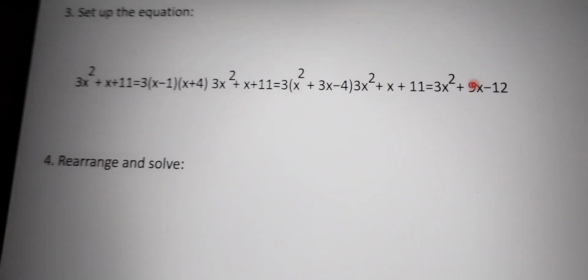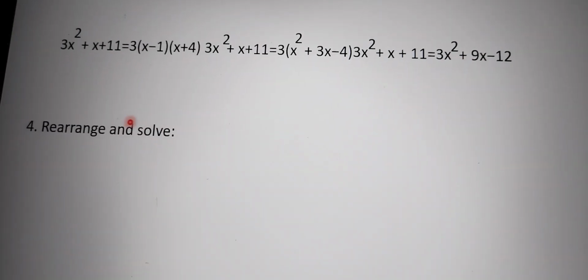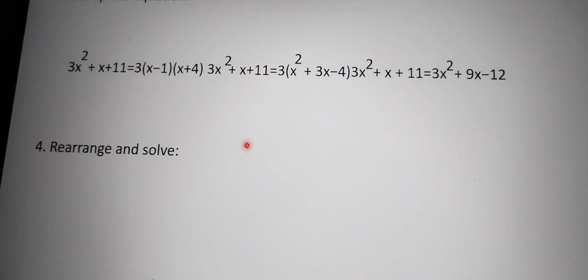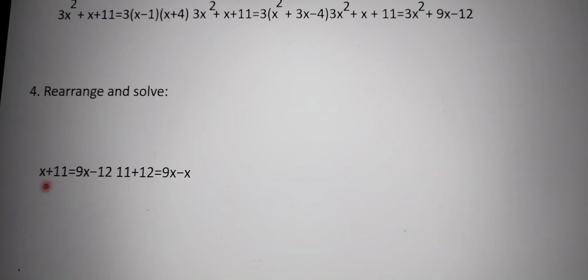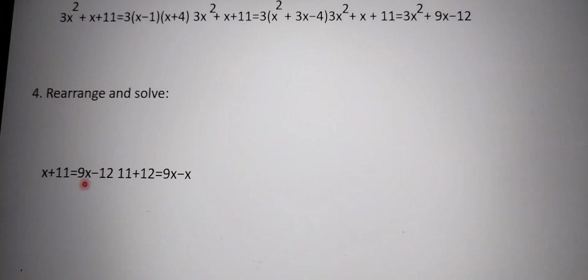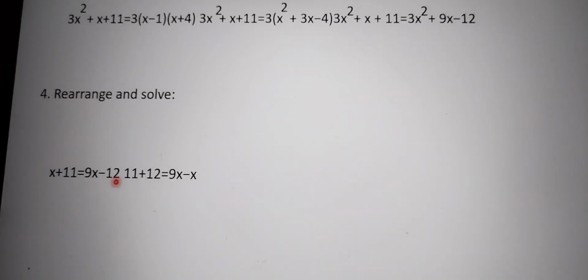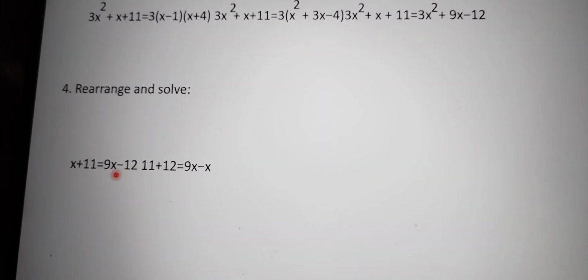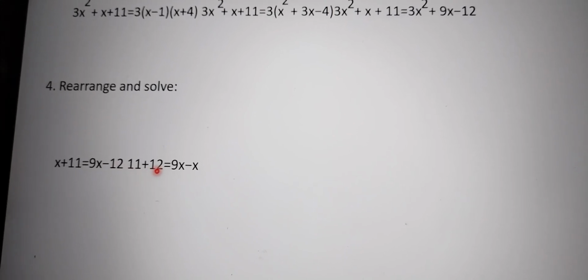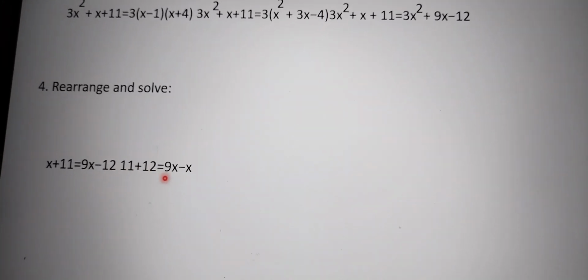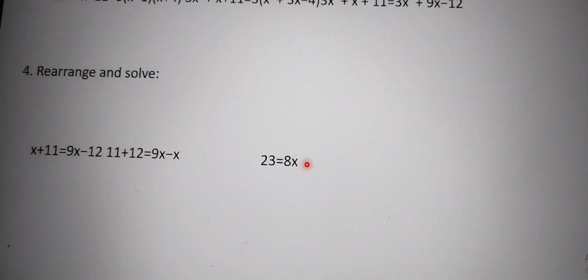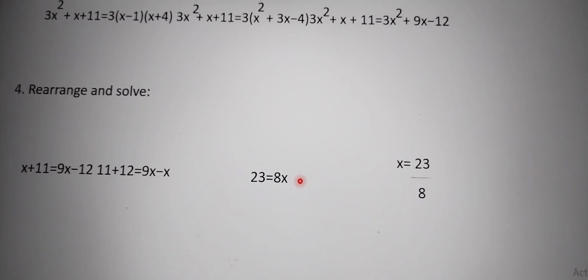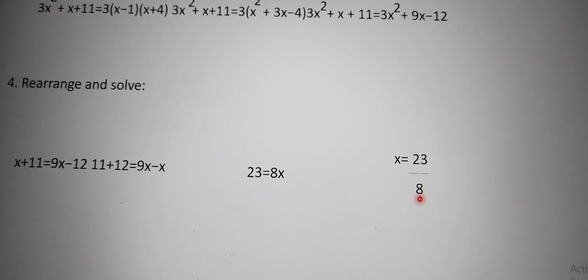So the last and the fourth part is to rearrange this equation and then solve it. When we rearrange it, it will be x plus 11 is equal to 9x minus 12. So when we collect our like terms, it will be 11 plus 12 since they are both numbers, and 9x minus x because they are both like terms too. So when we do that, we'll have 23 equals 8x. So it will be x is equal to 23 over 8.